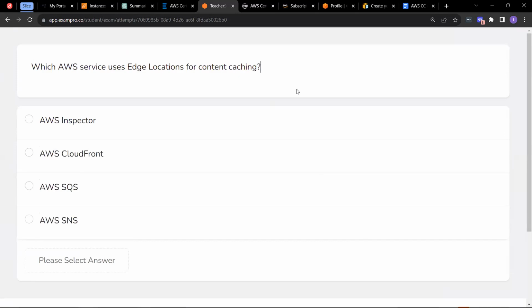Yeah, so the service that uses edge locations, that's CloudFront. That's correct. For content caching. Anybody that doesn't understand, yes, you can put it in the chat. When we are done, I'll take them one by one and address it.